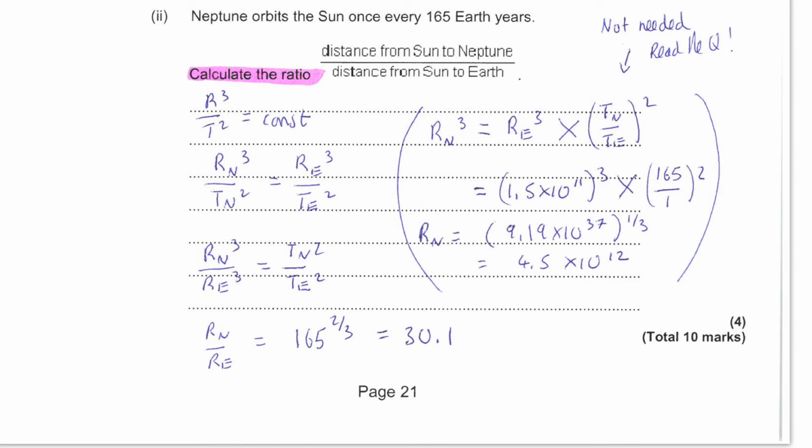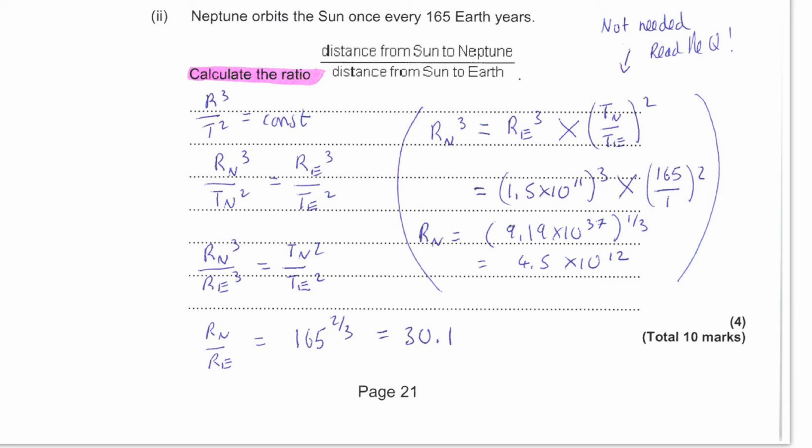Finally, you're told about another planet. So you're now told that Neptune orbits the Sun once every 165 Earth years. So now a much longer time period being shown. You're asked to calculate the ratio of the distance from the Sun to Neptune to the distance from the Sun to Earth. Please ignore everything in the brackets here. You'll see I haven't read the question and I've gone a little autopilot for a moment, but it's much easier if you read the question and see that you're supposed to find the ratio.